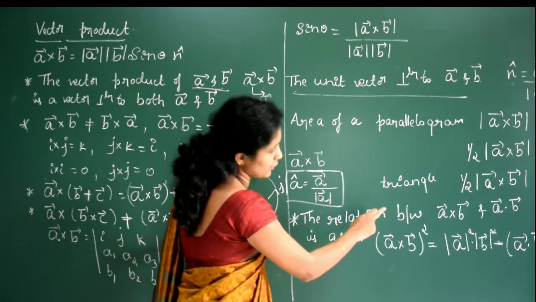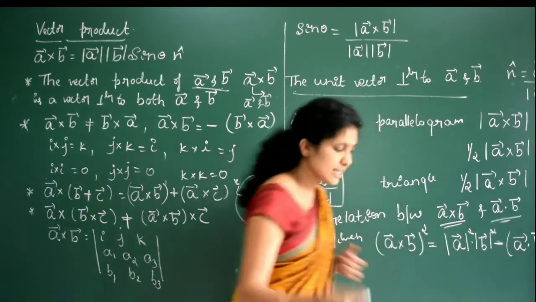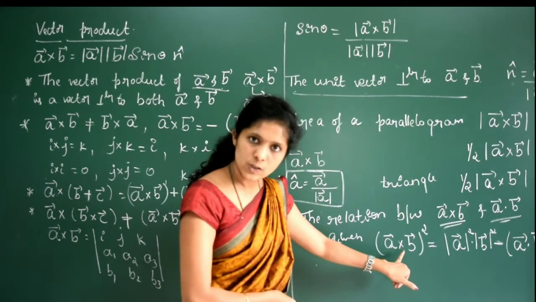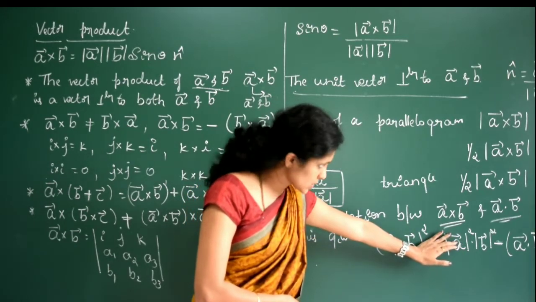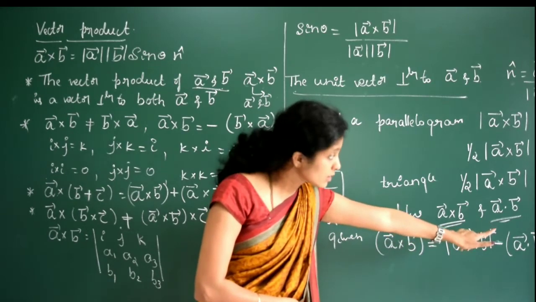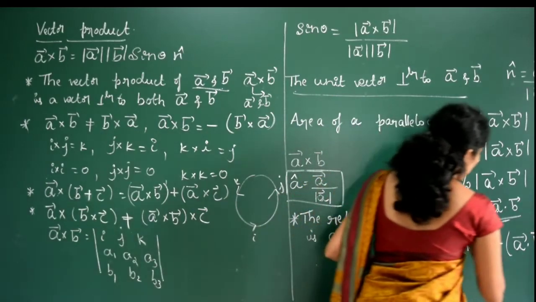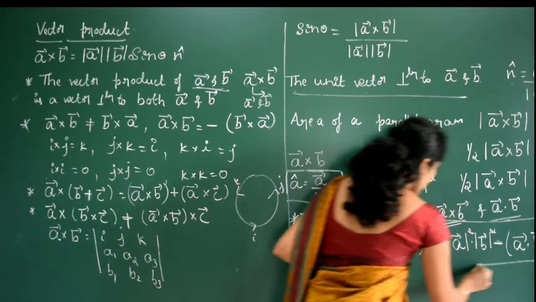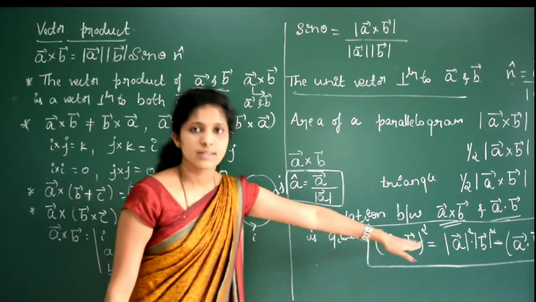The relation between the A vector cross B vector cross product and the dot product is given by: magnitude of A vector cross B vector whole square is equal to magnitude of A vector square into magnitude of B vector square minus A vector dot B vector whole square. So this is the important result. If you want to find the relation between the vector product and the dot product, this is the relation.